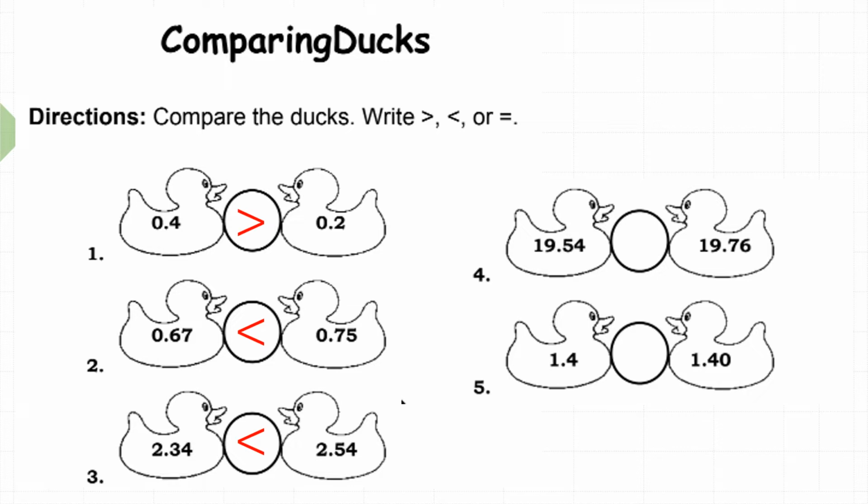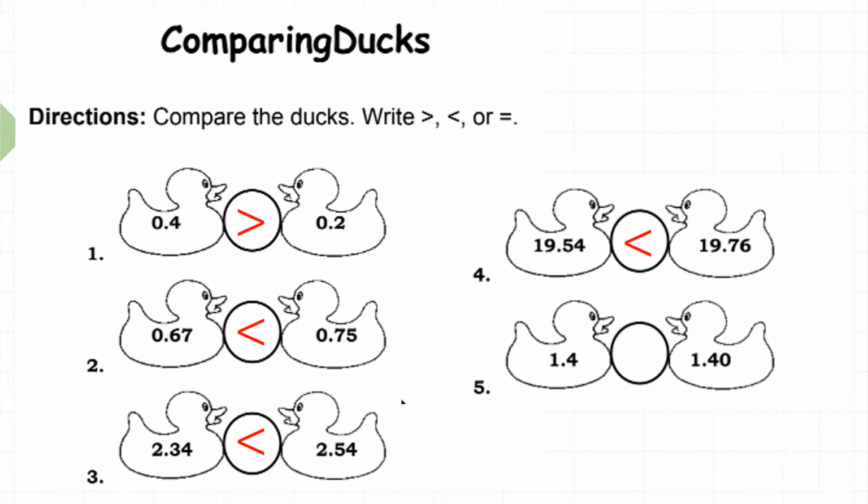Number 4, we have 19 and 54 hundredths, compared with 19 and 76 hundredths. What is the appropriate symbol in this number? Correct. It's also less than.